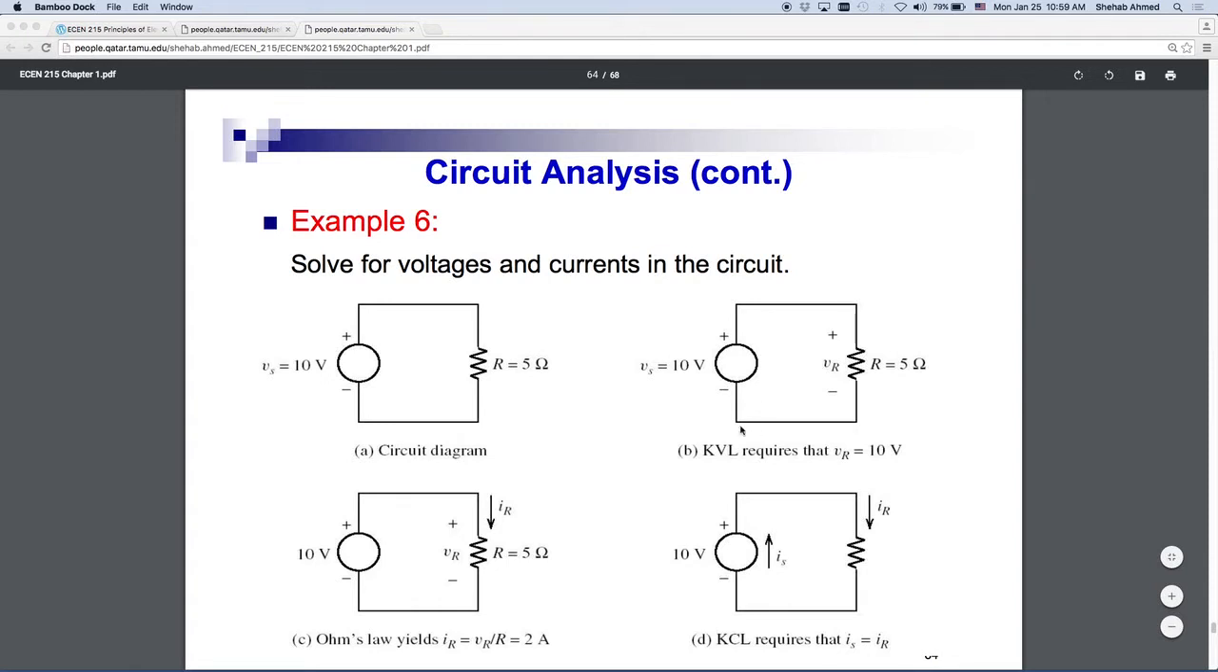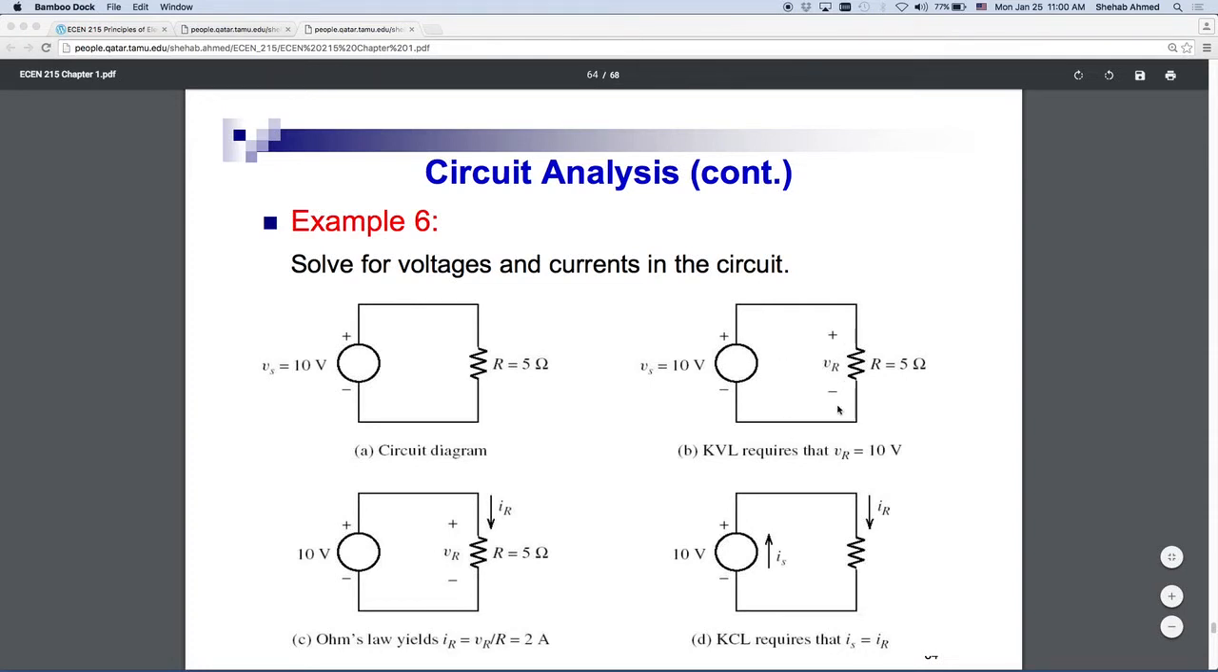So here, I start at this node. You start from one node, go around the loop, and come back to the same node. You start from this node, I see a minus sign first. So minus 10 plus VR is equal to 0. You bring minus 10 to the other side, so VR is equal to 10. So Kirchhoff's voltage law, or the fact that they're parallel, just tells you the solution.